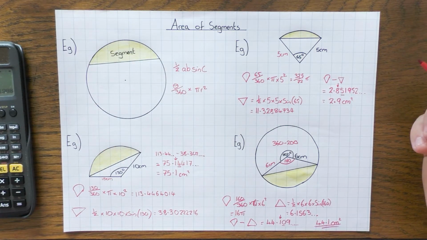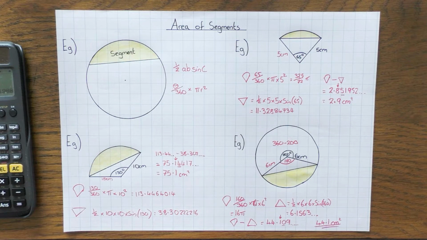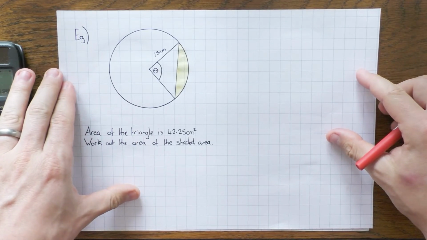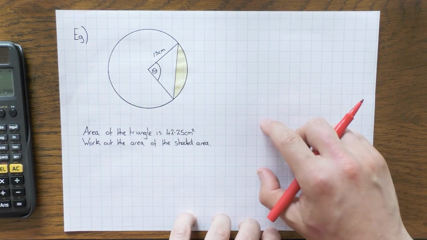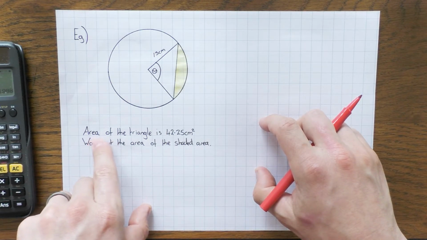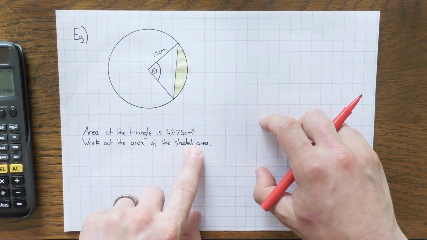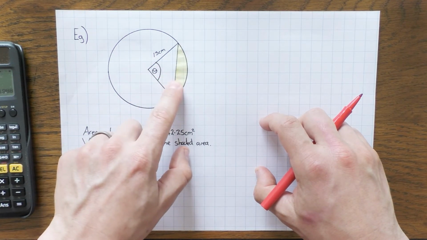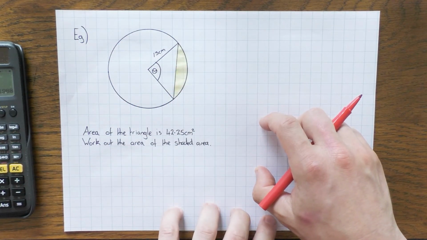Okay, so there's some of the basic ones, just plugging it straight into the 2 formulas and then taking them away. Let's have a go at some missing lengths ones. Okay, so here we go then. Here is a missing angle, and we're going to work out that missing angle. We are told that the area of the triangle is 42.25 centimetres squared, which we're going to need, and we need to work out the area of the shaded. So we need to work out the value of the angle before we can then work out the area of the segment like we've been doing.